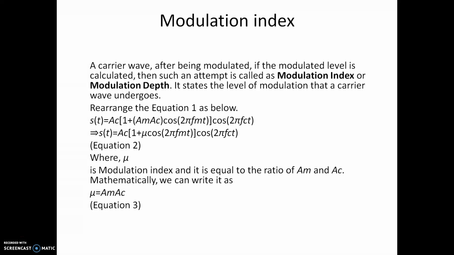Now, rearranging equation 1 as below, we get s(t) = Ac [1 + (Am/Ac) cos 2π fm t] cos 2π fc t, that is, s(t) = Ac [1 + μ cos 2π fm t] cos 2π fc t. We consider this as equation 2, where μ is the modulation index and it is equal to the ratio of Am and Ac. Mathematically, we can write it as μ = Am/Ac. Let us consider this as equation number 3.